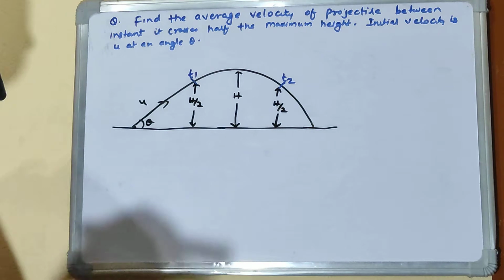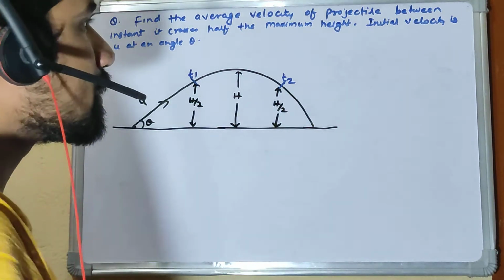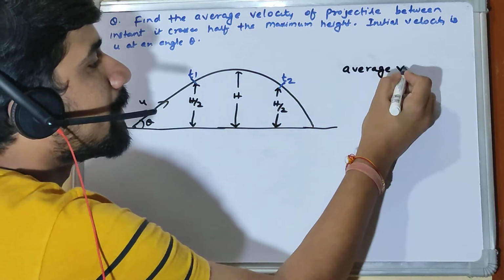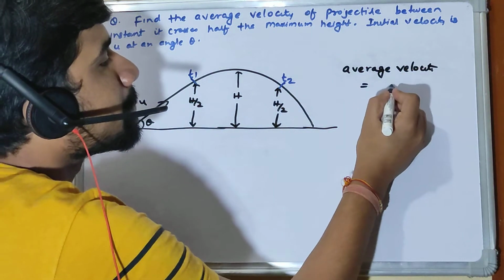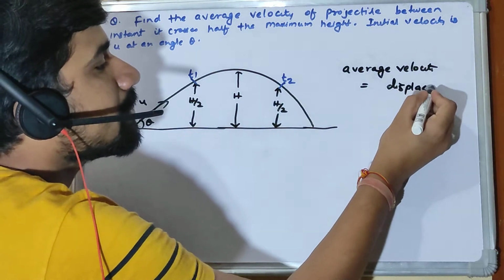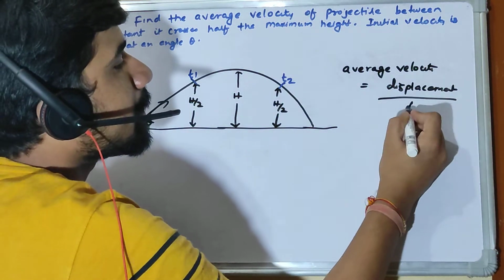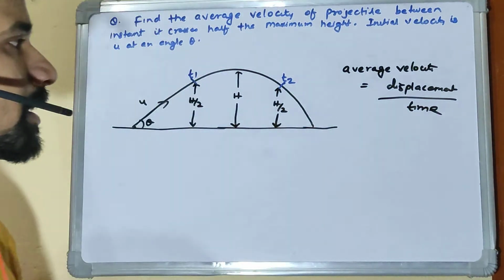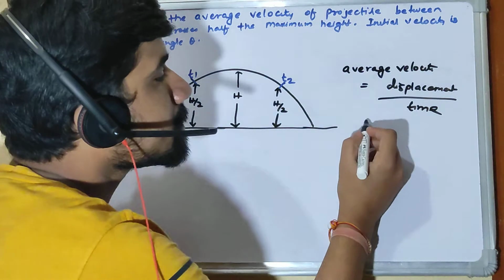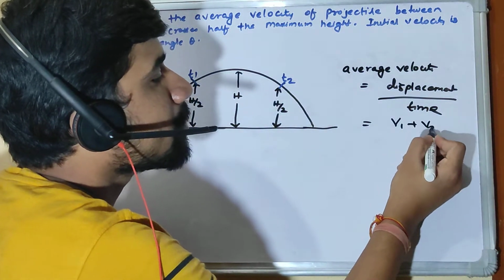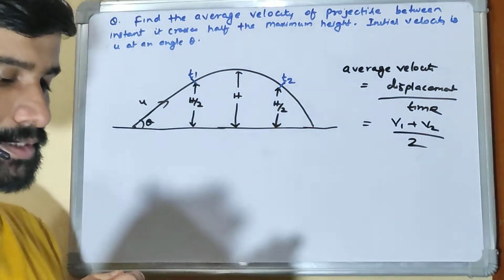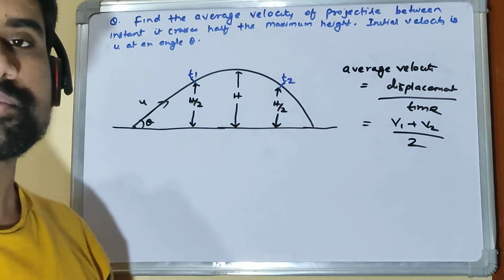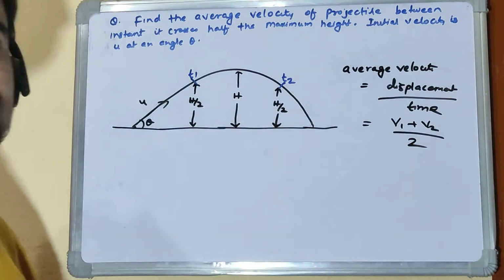When we talk about average velocity, what is the definition of average velocity? Average velocity is net displacement by time. Displacement in that interval by time, right? So final displacement minus initial displacement by time. This is average velocity. And also this is, let's say, v1 plus v2 by 2, which is the sum of velocity at this instant plus this instant taken together divided by 2. This is what we call average velocity.